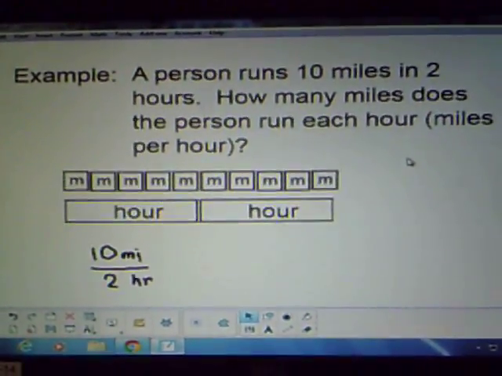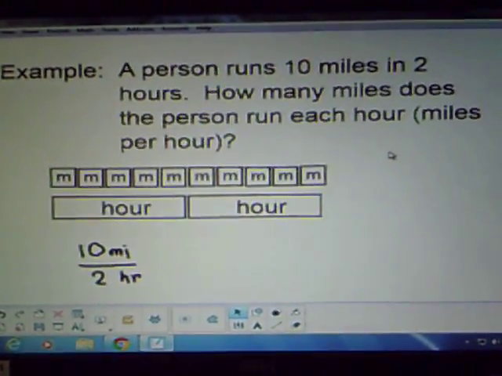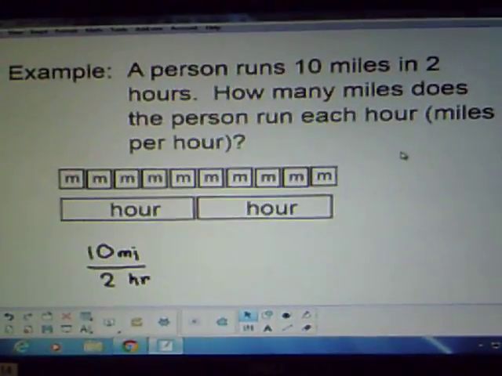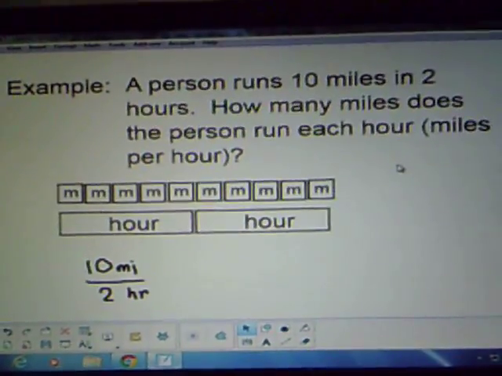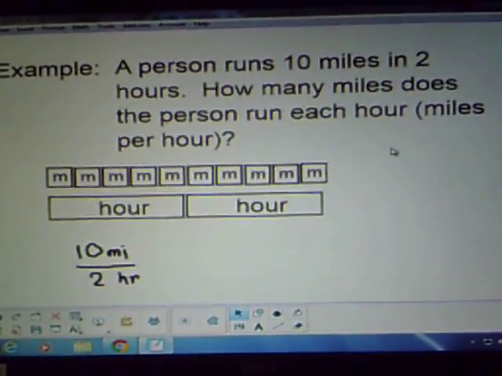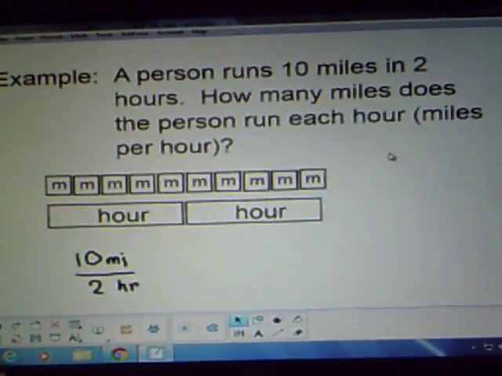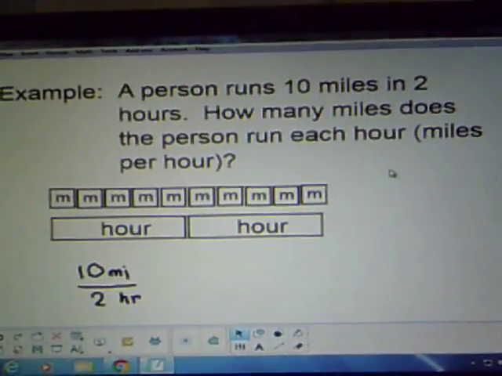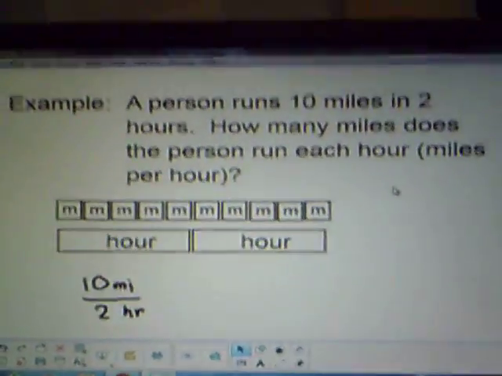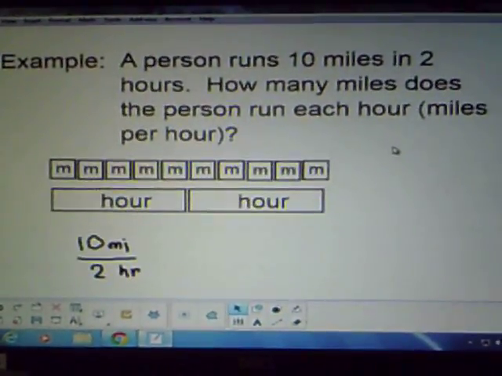This example says, a person runs 10 miles in 2 hours. How many miles does the person run each hour? In other words, what is the miles per hour of the person running? Miles per hour is one of the most common unit rates because everyone has experience at some point in their life with miles per hour.